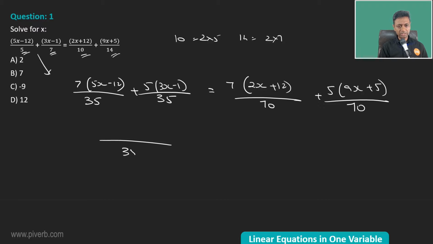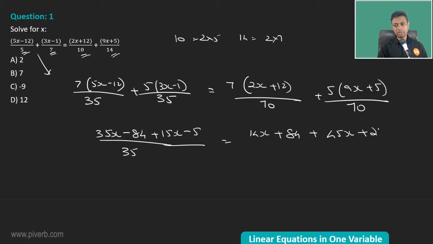This is by 35. 7 into 5x, 35x − 84 plus 15x − 5 equals 14x + 84 plus 45x + 25 by 70. We can cancel the denominators. 35 into 2 is 70, so this becomes 2.